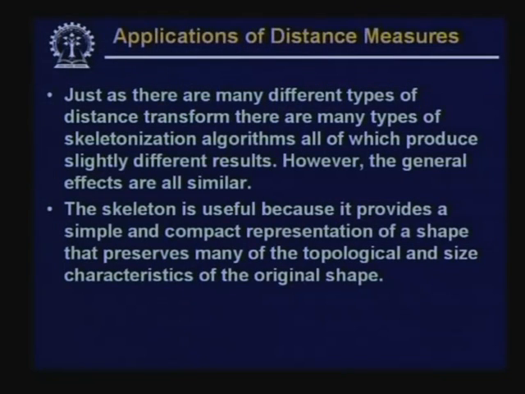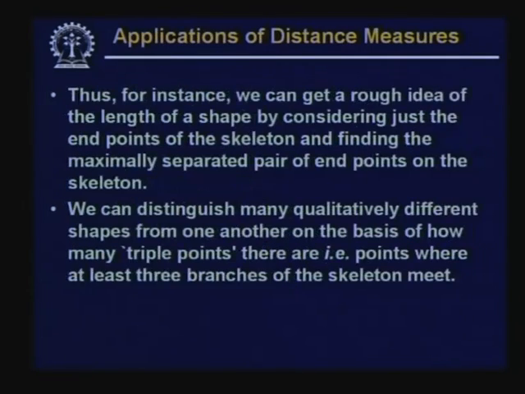So, this is just another application of the distance metric. The skeleton is very useful because it provides a simple and compact representation of shape that preserves many of the topological and size characteristics of the original shape. Also, from this skeleton we can get a rough idea of the length of a shape, because the skeleton has different end points, and if I find the distances between every pair of endpoints, the maximum of all those pairwise distances gives an idea of the length of that particular shape.